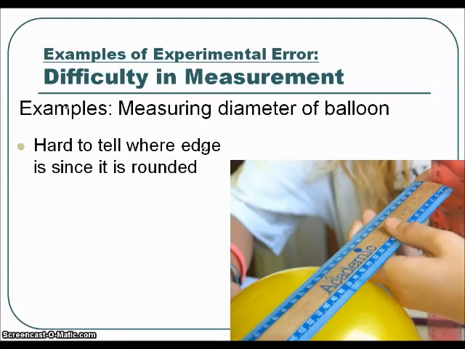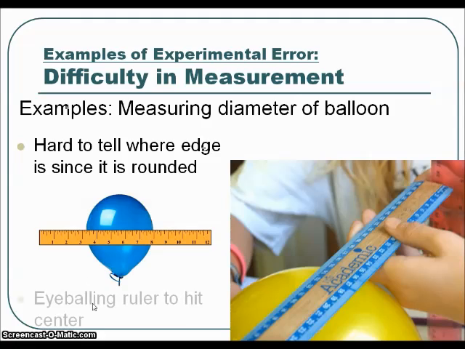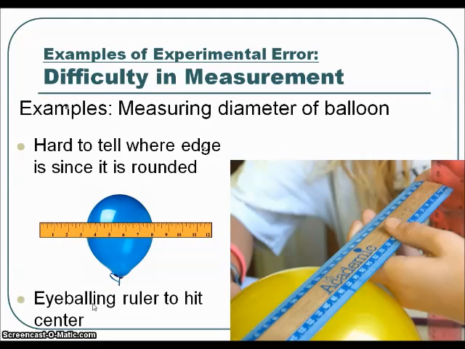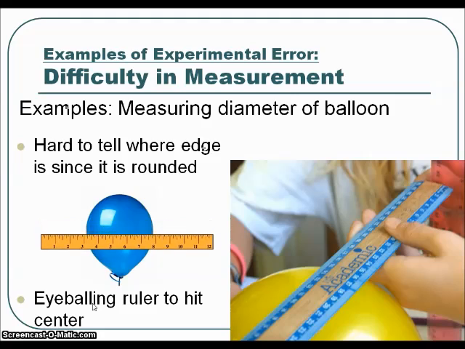And so you kind of have to eyeball the edge of the object, which is pretty far away from the ruler. And if your eye is looking at a little bit of an angle, you're going to get an inaccurate reading. So it's just difficult to have everything lined up and be able to tell exactly where the edge is. Not that it's wrong to do it that way, it's just a little difficult.